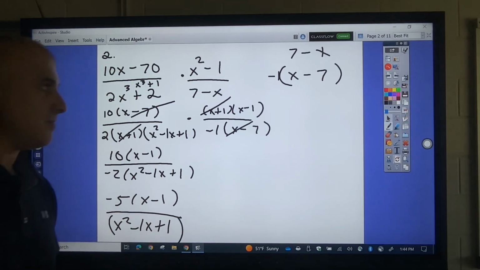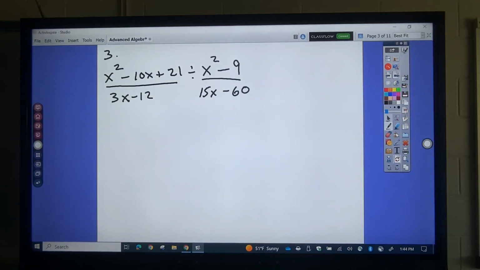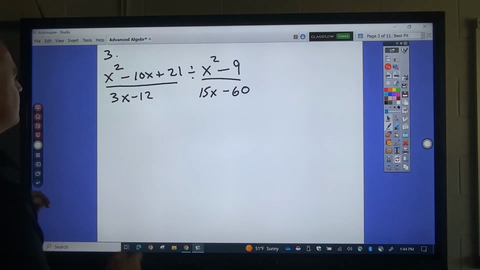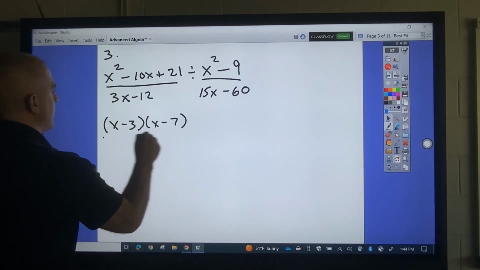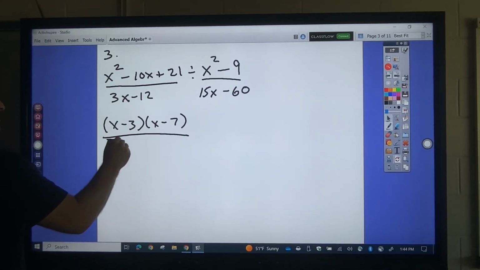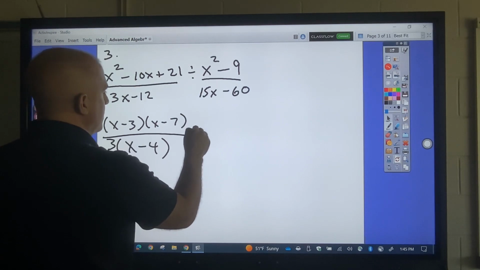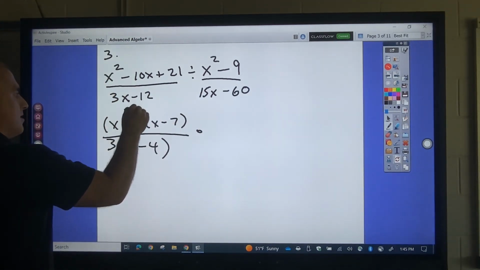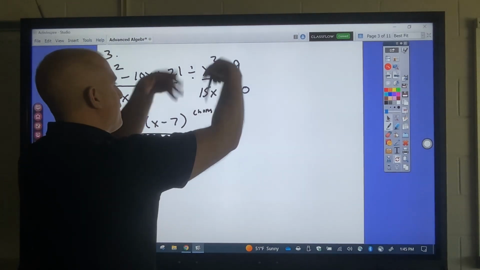Now, when it comes to division, everything is the same except this. I factor this one. If I factor that, that's going to be x minus 3, x minus 7. Here, I would take out a 3. That's going to be x minus 4. Now, division, keep this fraction. This is what this means. Keep, change to multiplication, and flip this.